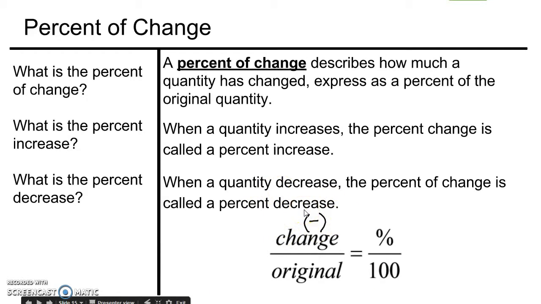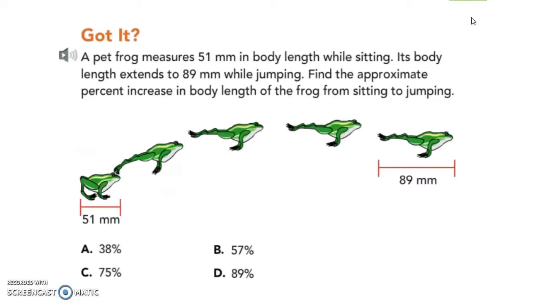To find the amount of change, we subtract them. And there's 2 different types of percent of change. We have percent increase and percent decrease. If it's increasing, it's a percent increase. If it's decreasing, it's a percent decrease. That makes sense, right? Right. Okay, so here let's try one example of that.